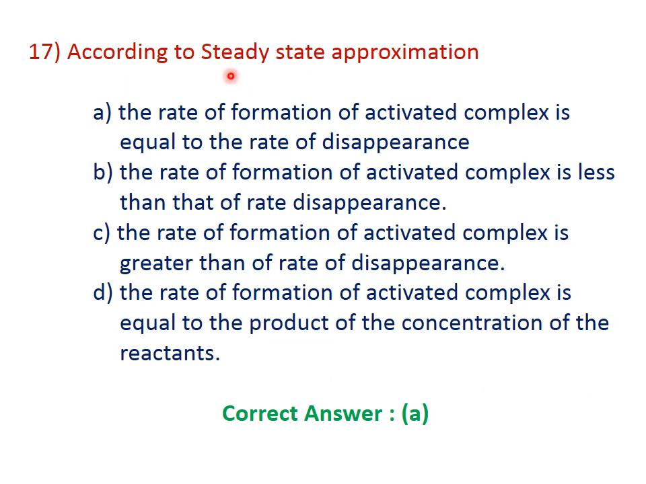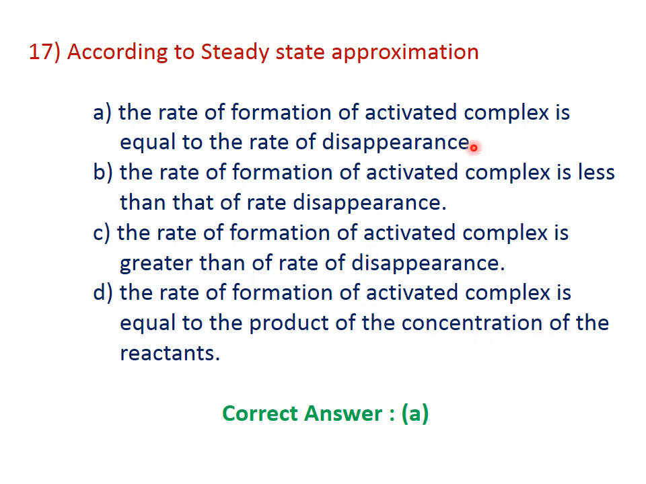According to the steady state approximation, four options are given. Which one is correct? The rate of formation of activated complex is equal to the rate of disappearance. The rate of formation of activated complex is less than that of disappearance. This is wrong. The rate of formation of activated complex is greater than that of disappearance. Wrong. The rate of formation of activated complex is equal to the product of the concentration of the reactants.